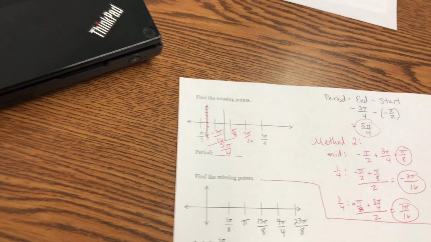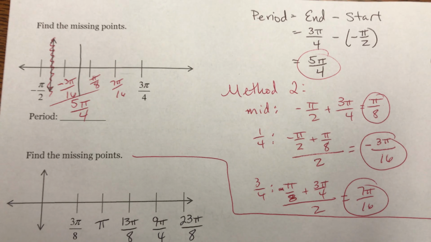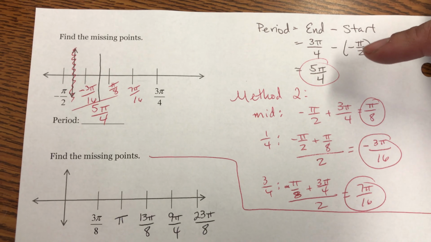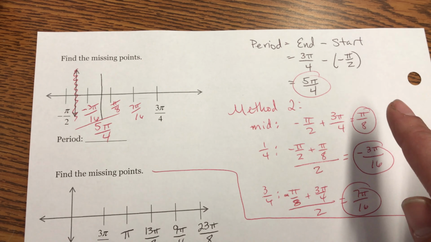Okay, let's look at another type of problem. So for some of these, you're going to have to find the period. And to find the period, you would just take your end point minus your start point, because the period is how long it takes to get from beginning to end.